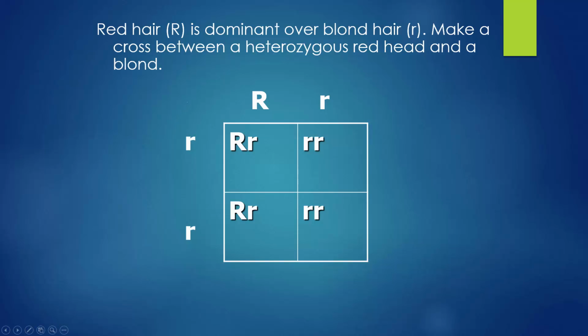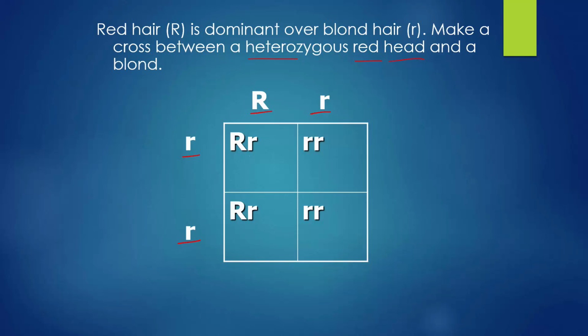The next one. Red hair is dominant over blonde hair. Make a cross between a heterozygous redhead and a blonde. So heterozygous redhead means I've got big R and little r, and a blonde means that I'm recessive, so I have little r, little r.